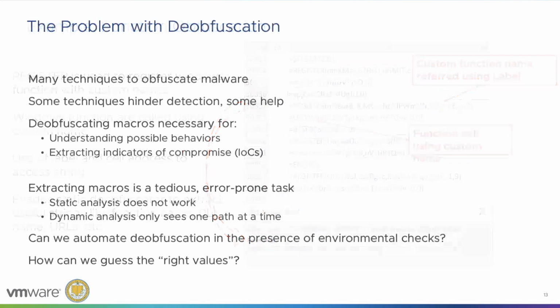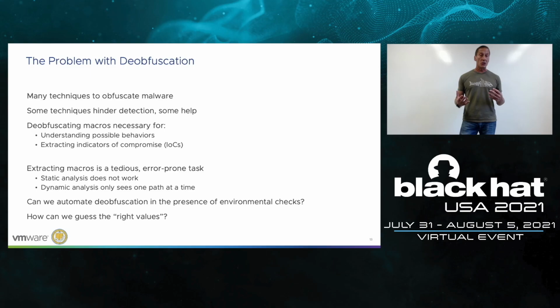So you can see from this that there are problems with obfuscation because there are so many techniques that can be used in order to obfuscate a malware. Some techniques can prevent detection. Some can even help detection. However, the deobfuscation problem is still very hard.